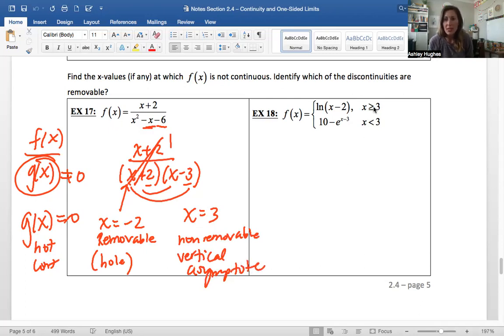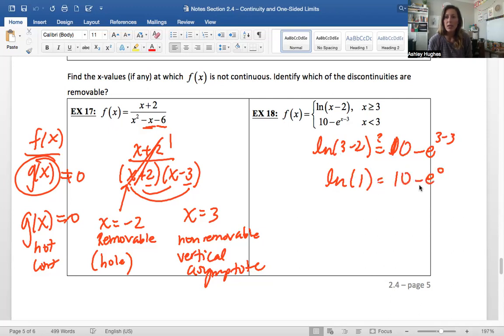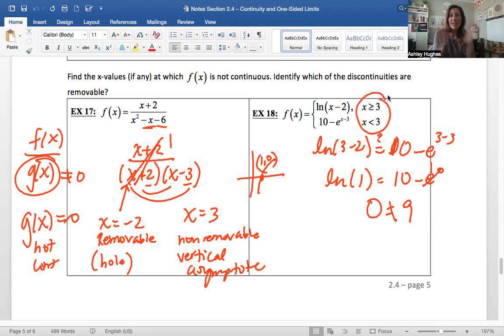This one, I'm just plugging in 3 from the left and right and seeing, does it equal? Oops, 10. So I get natural log of 1, and I get 10 minus e to the 0. E to the 0 is 1, so I get 9, and natural log of 1 is the one point you should know in natural log: it is 0, and 0 does not equal 9. So this is just not continuous at x equals 3. It's continuous everywhere else besides at 3.